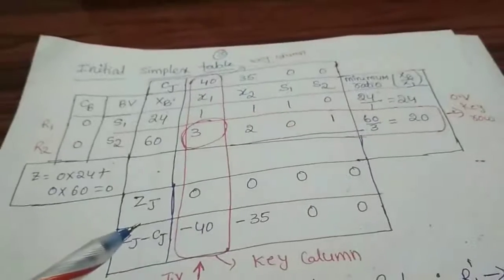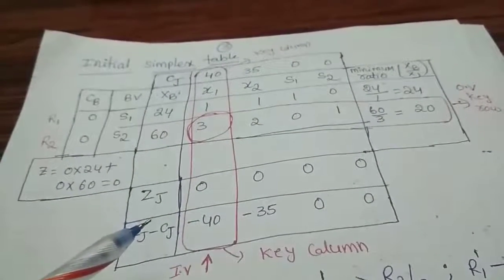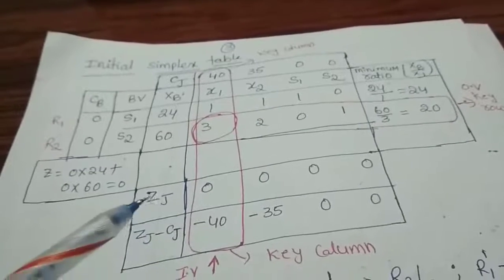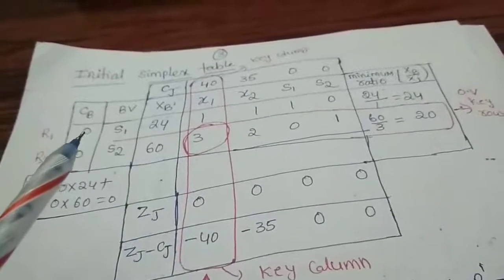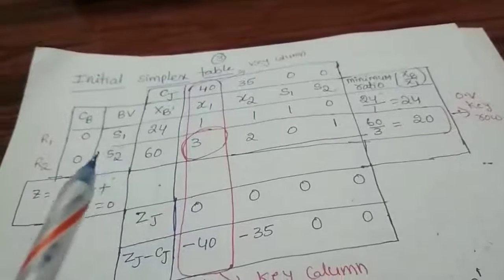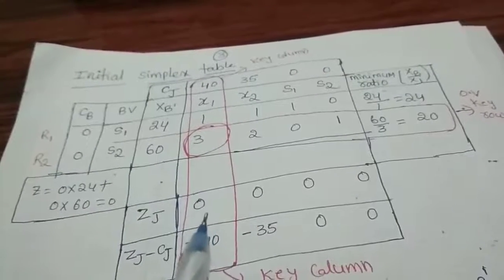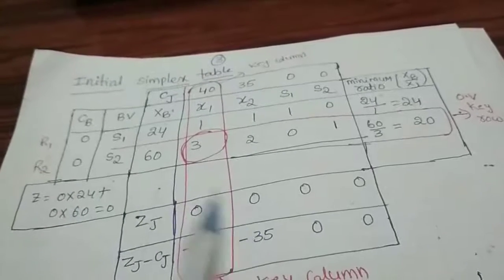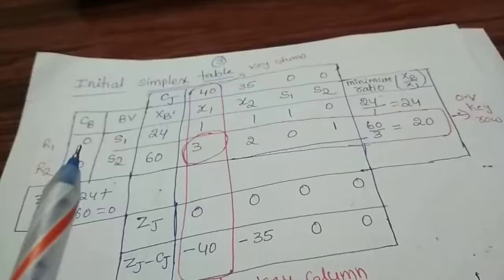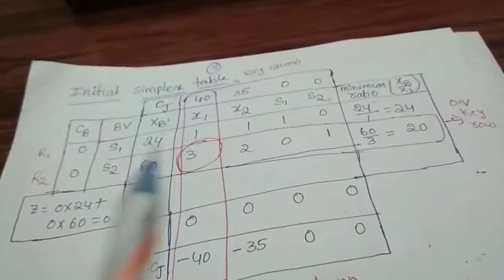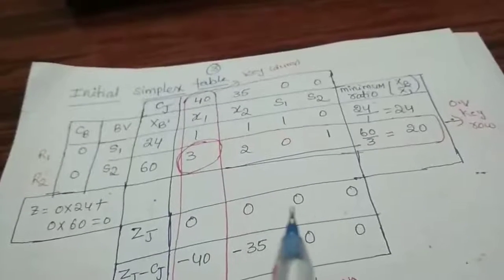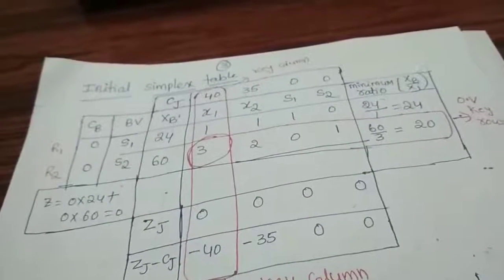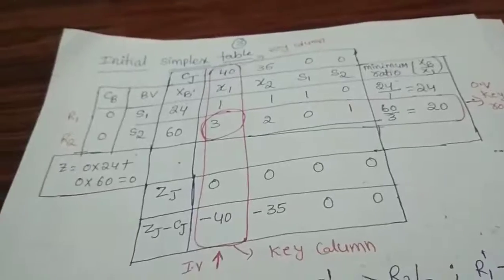Zj equal to what is the formula here? Summation cb into xj, that means j equal to 1 2 3 4. Now first multiplying 0 into 1 plus 0 into 3, that equal to 0. 0 into 1 plus 0 into 2, that equal to 0. Next, multiplying third column 0 into 1 plus 0 into 0, that equal to 0. Last column 0 into 0 plus 0 into 1, that equal to 0.